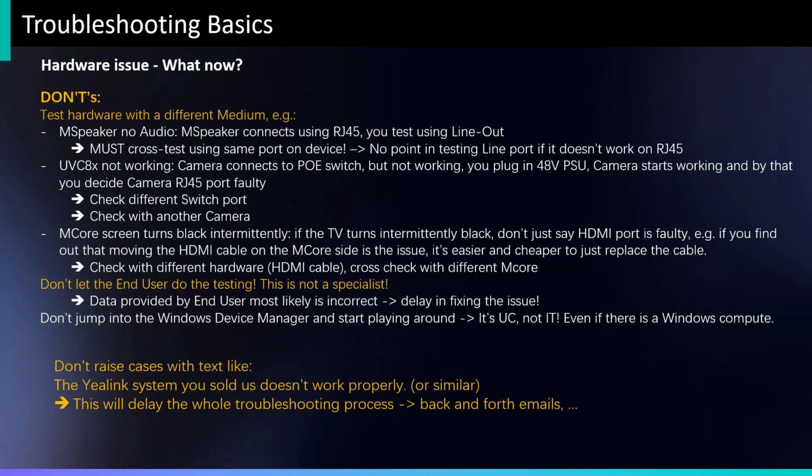M-Core screen turns black intermittently. If the TV turns intermittently black, don't just say HDMI port is faulty. If you tap on the HDMI cable at the back of the M-Core and then the TV moves around, it can be that there is a little discrepancy of the plug of the pins between the HDMI cable and the M-Core. Plug in a HDMI cable in the back, another HDMI cable in the back of the TV and into the M-Core and try it again. If it's working, it's not the M-Core. Replace the cable. It's cheaper than going down the path of having an M-Core replaced.